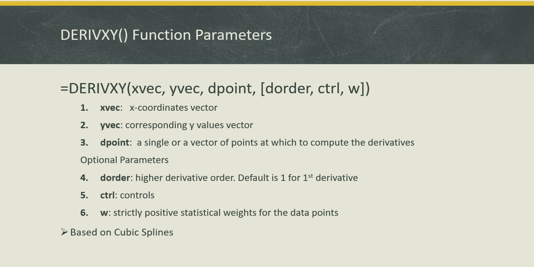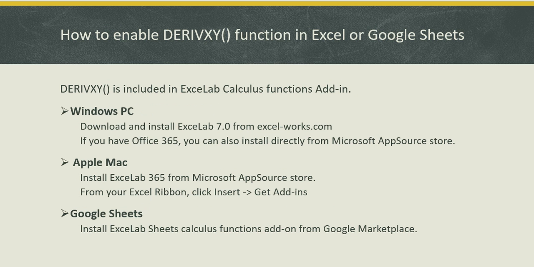The fifth argument is a set of control keys and values for the algorithm. We'll talk about this later. The sixth argument is a set of weights that will give you the ability to discriminate against your data. The DERIVXY algorithm is based on cubic splines. Unfortunately, DERIVXY is not a standard function in Excel or Google Sheets.